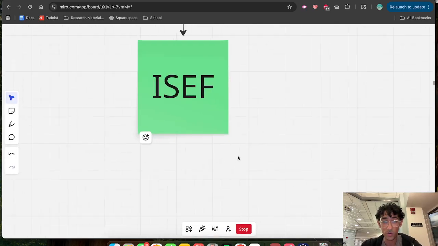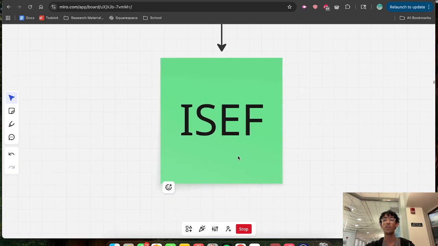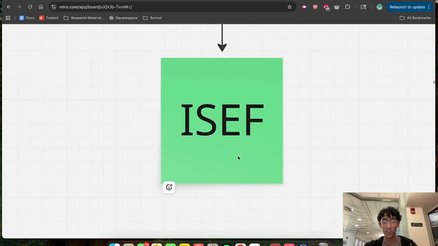Finally, we have what you guys have all been waiting for, ISEF. Okay, what is ISEF? Why do I want to get here? How does any of this work, right? So basically, ISEF is the biggest pre-college science fair in the entire world. Okay, so it's international. So people from all over the world with the best science projects are going to come and compete here.